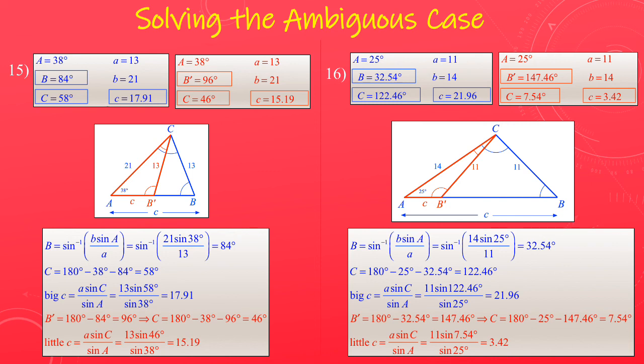So we found that angle B equals 147.46 degrees, a large angle, so obviously angle C must be very small, 7.54 degrees. And little c equals 3.42, which is opposite the smallest angle, while the largest angle is B, and it is opposite the largest side.